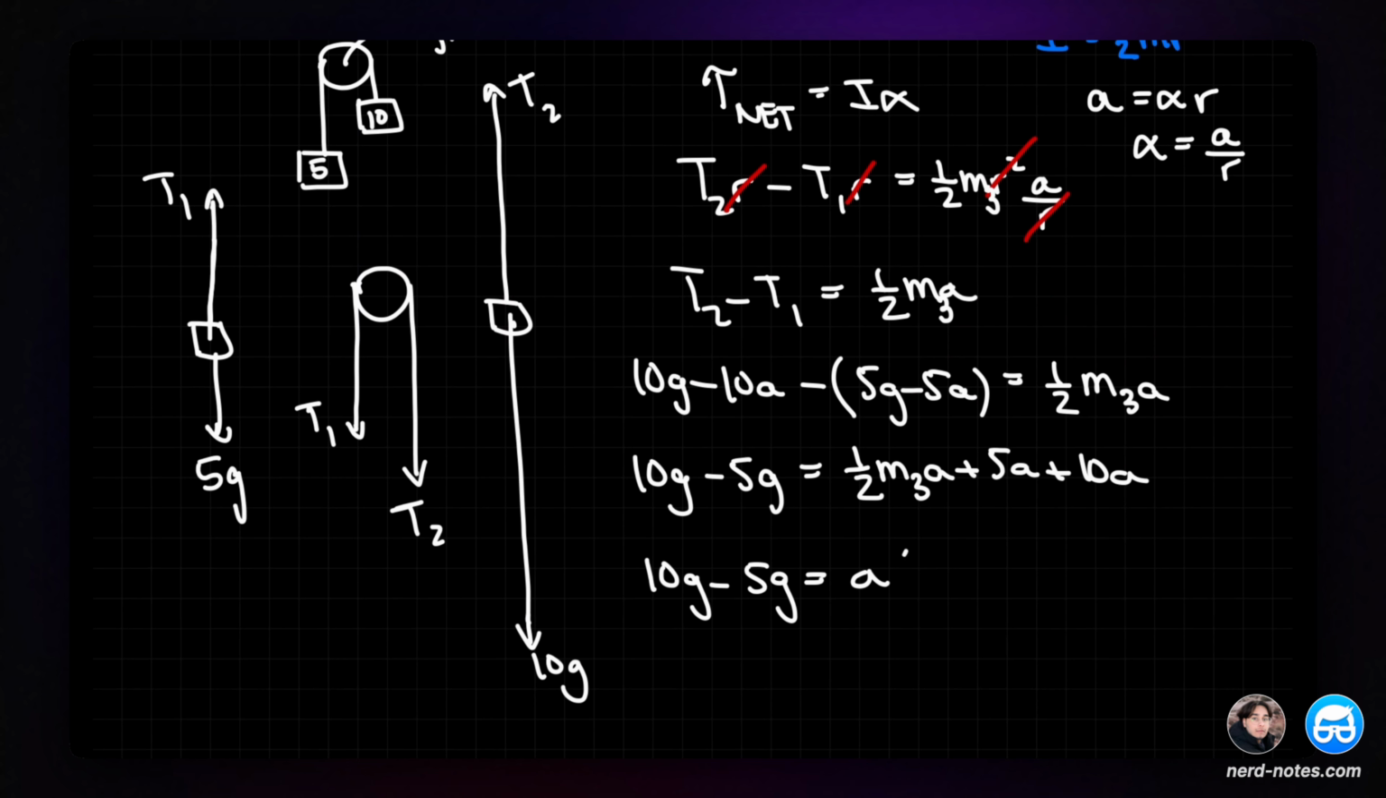And all I want to do is just factor out the a. So I'm going to get 1/2 m3 plus 5 plus 10. And the reason I'm going to leave it like this is because I told you from the start, I'm actually here to help teach you how to derive these equations, so that way you can use it for anything.